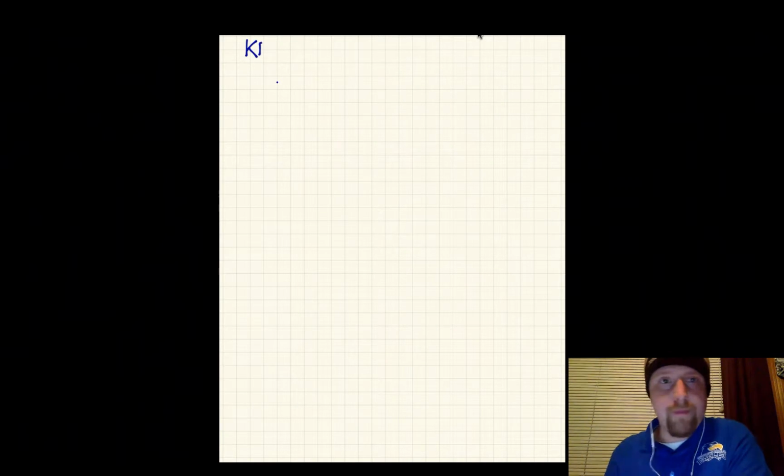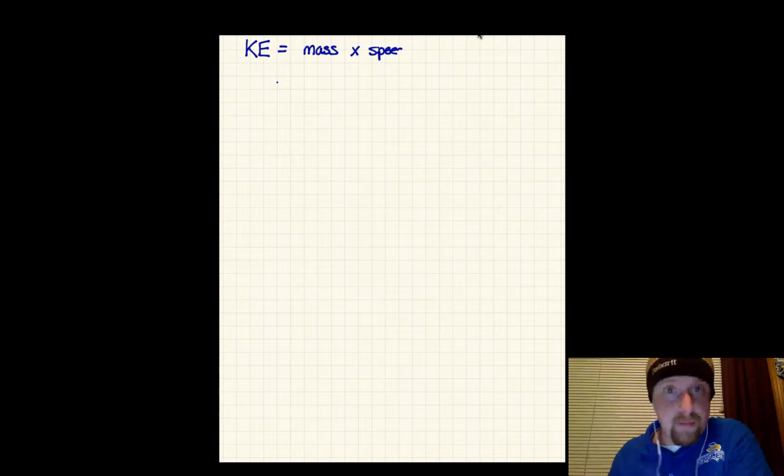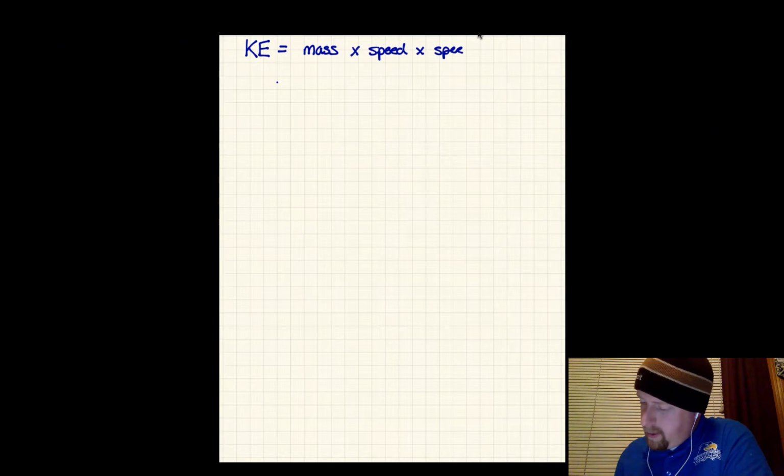Yesterday we looked at this idea of kinetic energy. And one of the things that we focused on was this equation of mass times speed times speed, and we put this entire equation over 2.